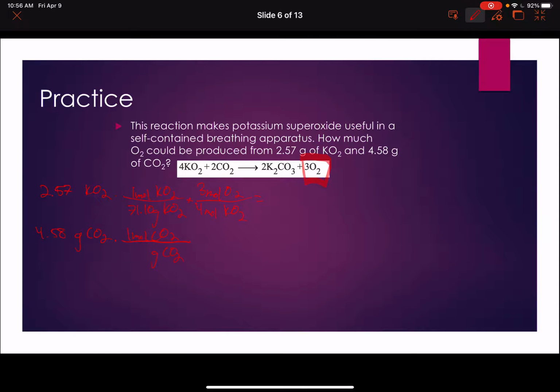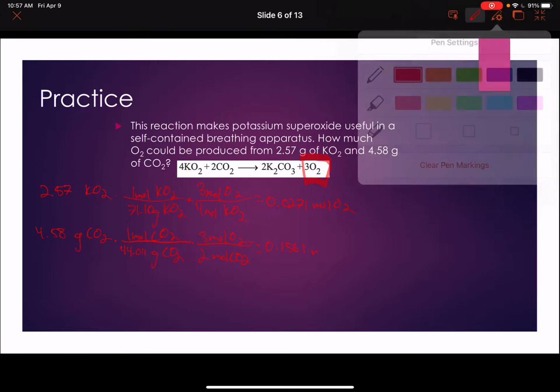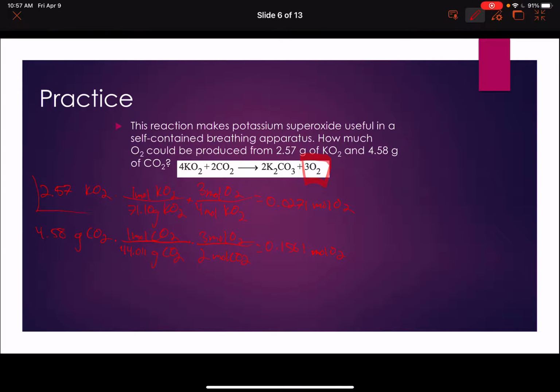Well, let's see, what's the molar mass of CO2? 32 plus 12, that'll be 44.011. Okay, how many moles of CO2? There's 2. And then I got 3 moles of O2. Okay. And if we solve these out, this is 0.0271 moles of O2. And then for the next one, we have 0.1561 moles of CO2. I'm sorry, hold up. This is also O2, moles of O2. Okay, so what is less? This one. This is our limiting. So let's change this into grams.